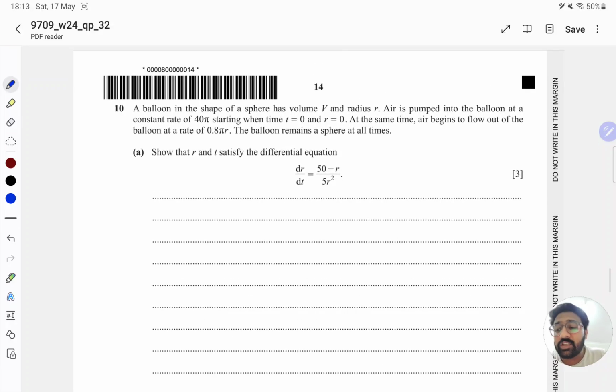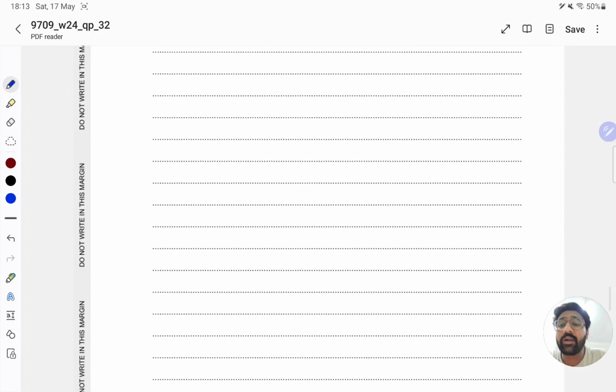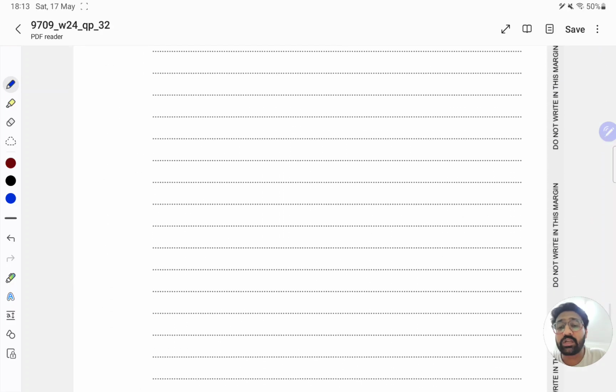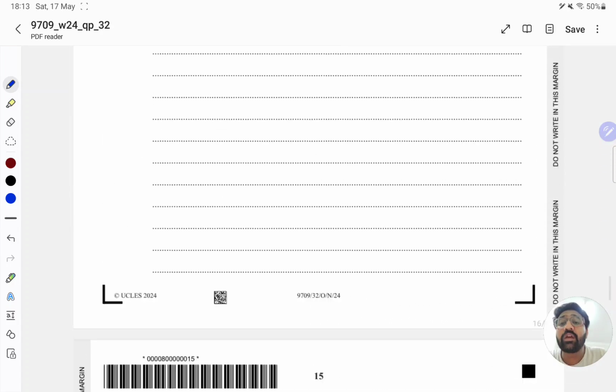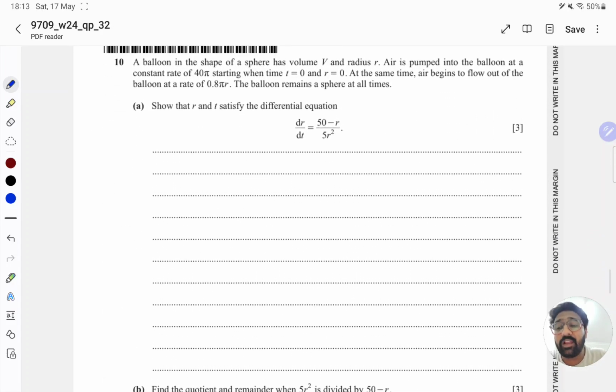Let's move to the next question. Question number 10, which has multiple parts, and 11. Question number 10 says that a balloon is in the shape of a sphere and the volume is V and radius is R. Air is pumped into the balloon at a constant rate.